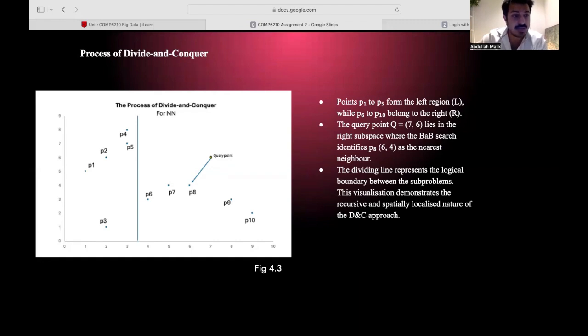As the query point falls in the right partition, the algorithm searches that side first and finds P8 as the nearest point. The key advantage is that each subset can be processed in parallel or independently, making this method faster for a larger data set while maintaining accuracy.